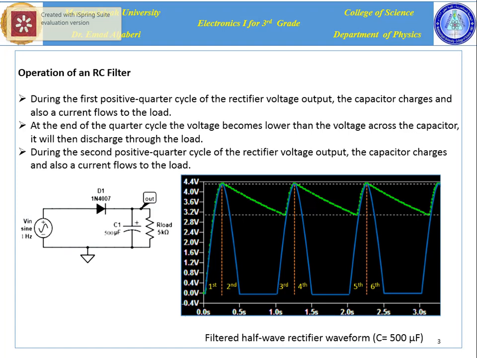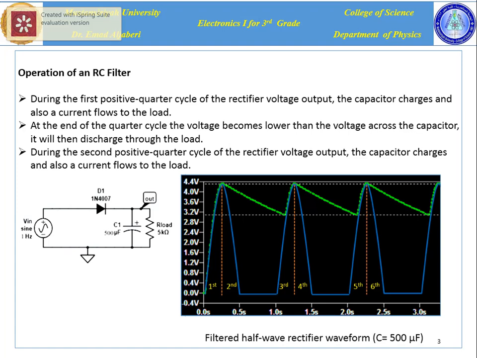During the first quarter of the input, the capacitor will charge to 4.4. But during the second quarter, the diode becomes reverse biased because the capacitor voltage is higher than the input voltage. For example, if the capacitor voltage is 4.4 volt while the input voltage is 4 volt, that means the diode is in reverse bias. Thus, the capacitor will discharge through the load until it reaches 3.2 volts. At this voltage, the input voltage becomes higher than the capacitor voltage, so it will charge again.